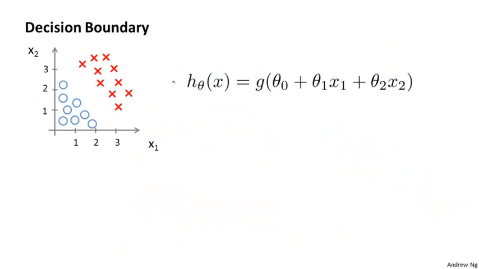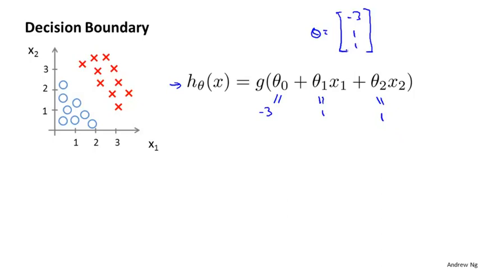And suppose our hypothesis is h of x equals g of theta 0 plus theta 1 x1 plus theta 2 x2. We haven't talked yet about how to fit the parameters of this model. We'll talk about that in the next video. But suppose that via a procedure to be specified, we end up choosing the following values for the parameters. Let's say we choose theta 0 equals minus 3, theta 1 equals 1, theta 2 equals 1. So this means that my parameter vector is going to be theta equals minus 3, 1, 1.